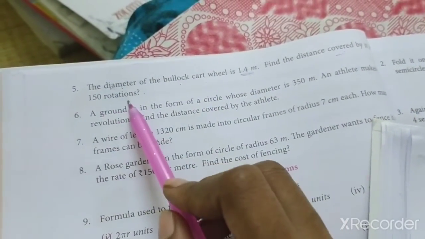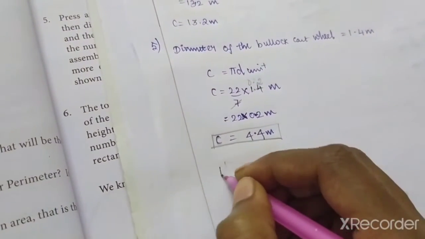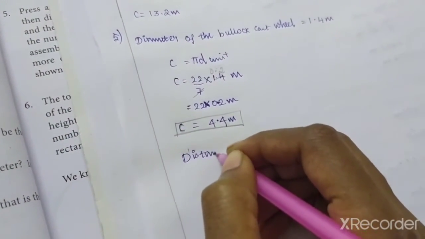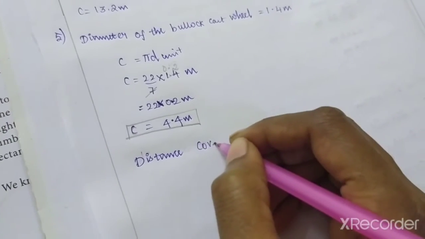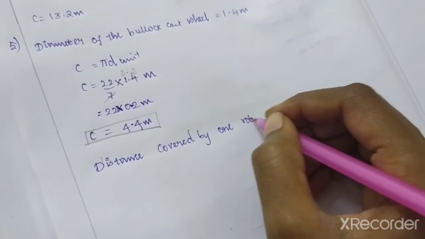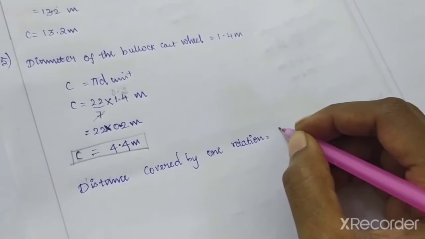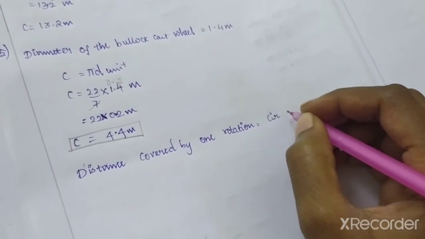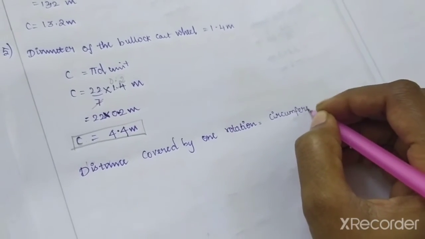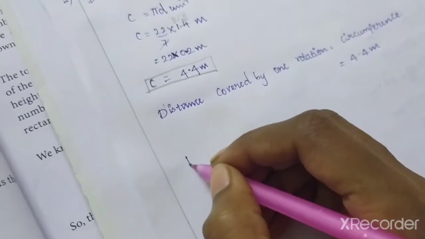So we need 150 rotations. So what is the one wheel rotation? Means one rotation. So the distance covered by one wheel in one rotation, how much? Circumference. So one rotation means 4.4 meter. But how much rotation we need? 150 rotations we need.